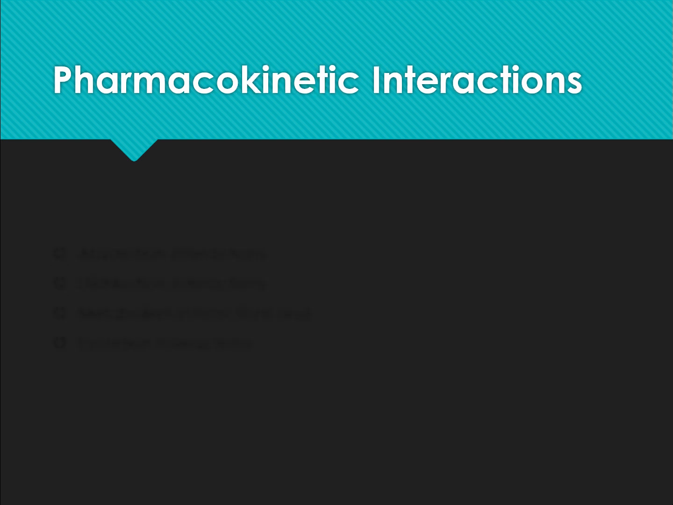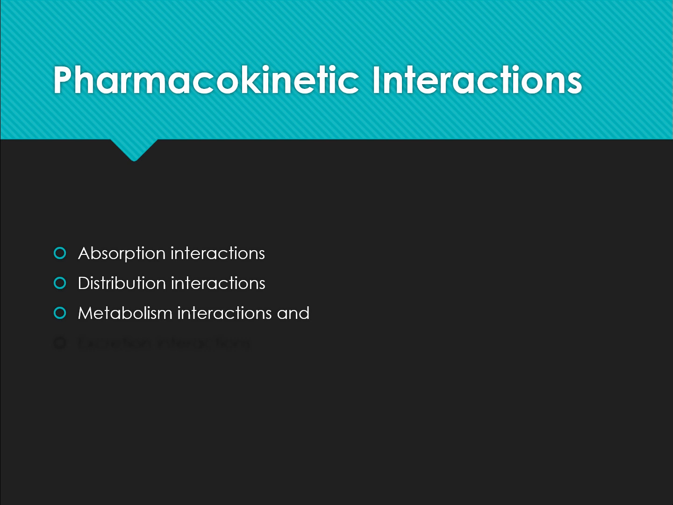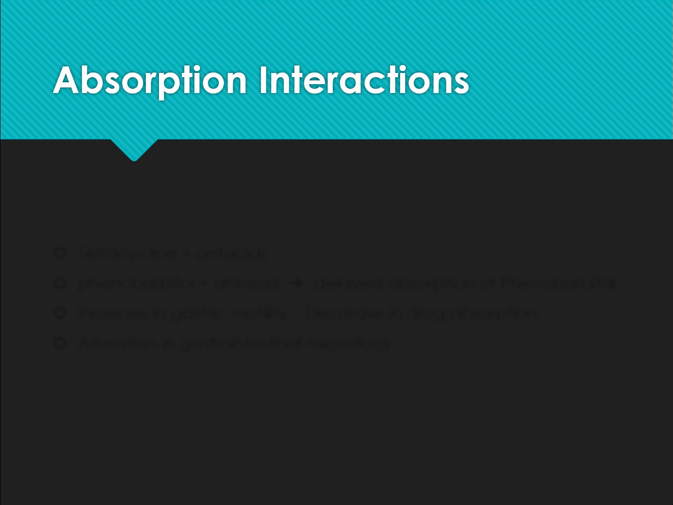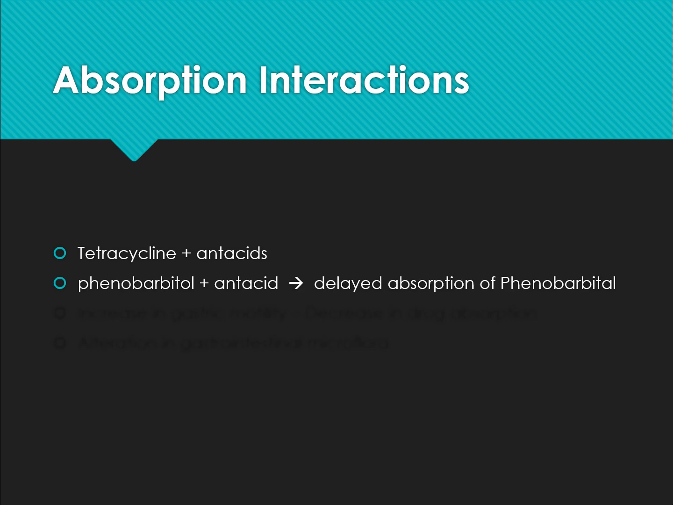Pharmacokinetic interactions might be at various steps: absorption interactions, distribution interactions, metabolism interactions, and excretion interactions. When we talk about the absorption interactions, a classical example is antacids and tetracycline. Antacids will bind to tetracycline and reduce its absorption. Then we have the phenobarbital and antacid interaction, which will cause delayed absorption of phenobarbital.